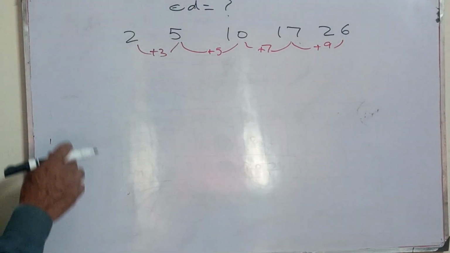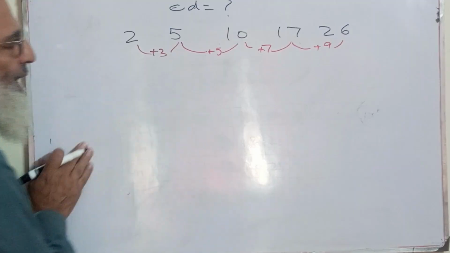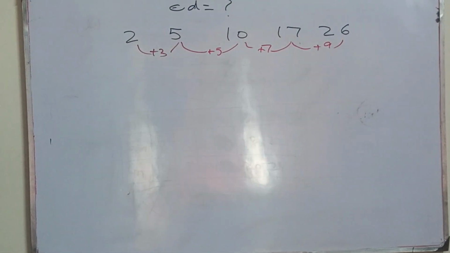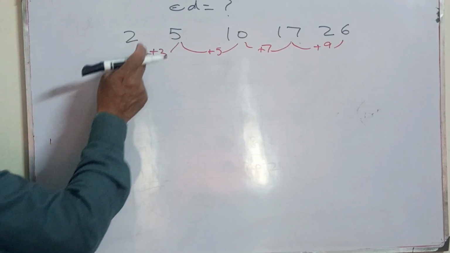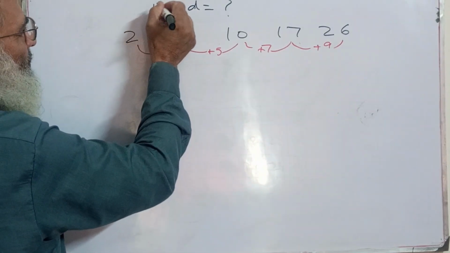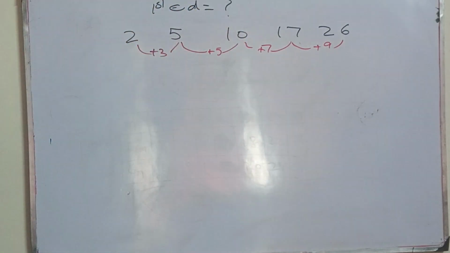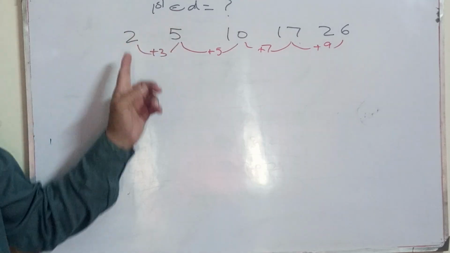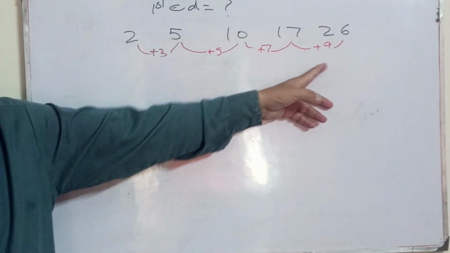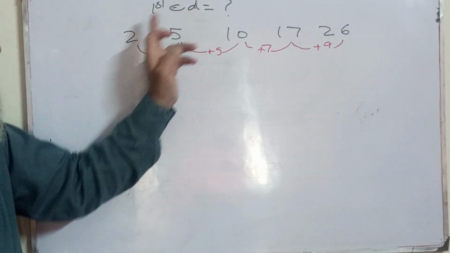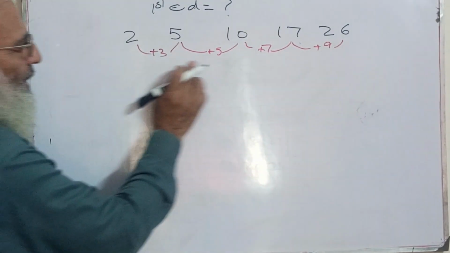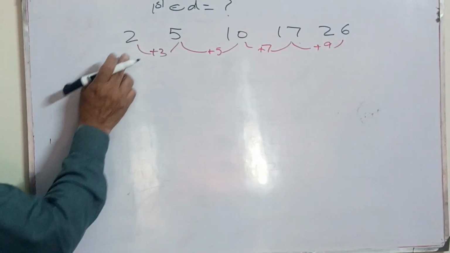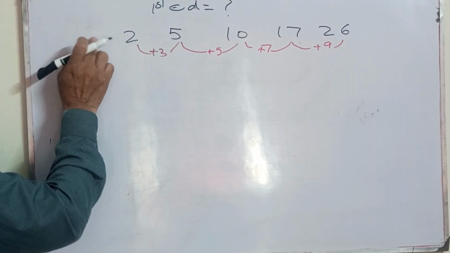But let me take the second difference. Now this was the first common difference. The first common difference does not exist here. Now just take the second common difference. Now our sequence is the red one, not the black one.